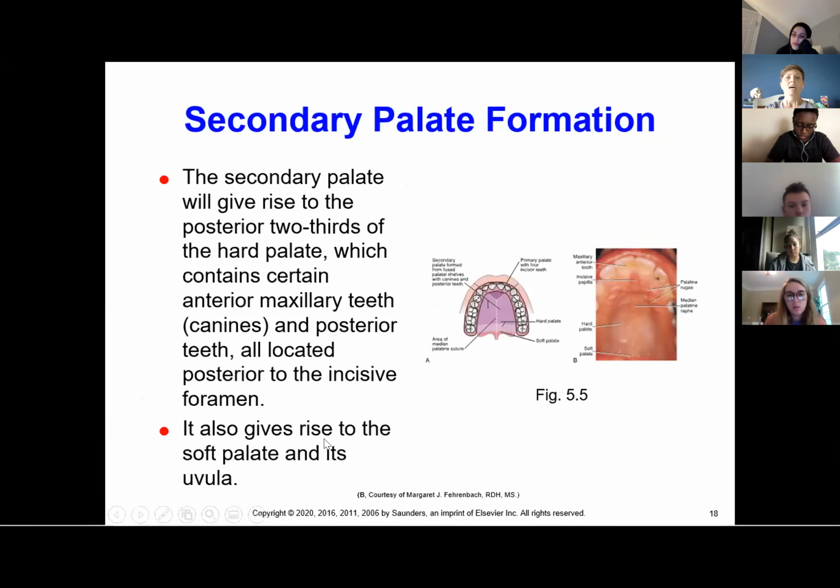All right. It also will give rise to your soft palate and your uvula. And as we'll learn with palatal complications or issues that can happen, your least severe type of cleft palate is a bifid uvula, and that's where your uvula is split in two. Has anybody ever seen that in clinical? Yeah. It is actually a form of cleft palate, but it's obviously not causing any major issues.